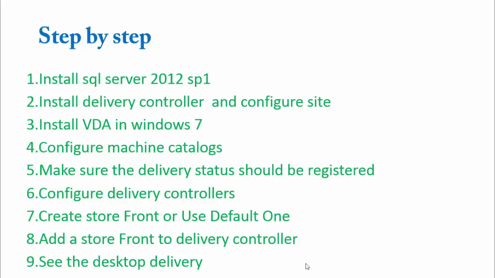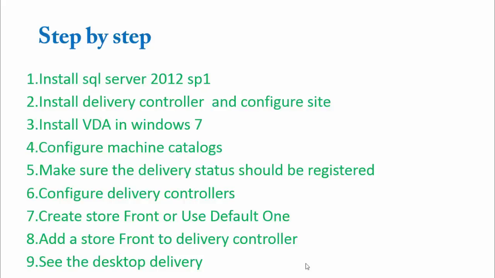If it is a server OS, we call it a virtual delivery agent as well. The VDA name is common for Windows 7, Windows clients and Windows Server OS, but when we are selecting the OS, the correct version will be automatically selected. And we need to configure the machine catalogs. Why? Because after installation of the VDAs, we need to group them into machine catalogs.